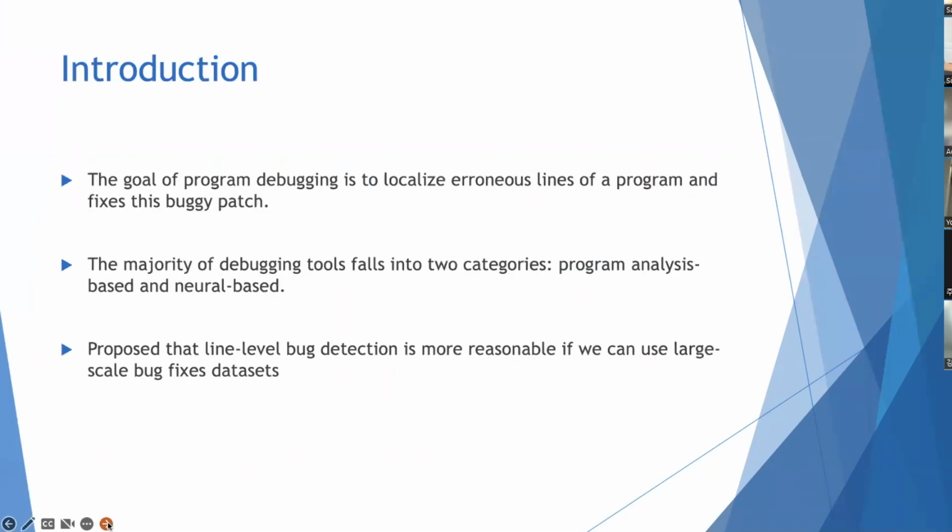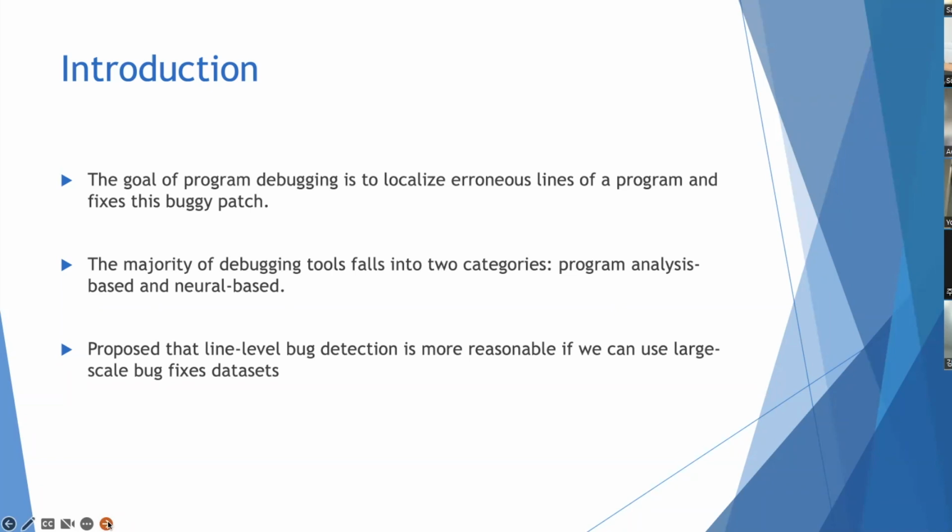So first of all, every automated program repair takes an erroneous program as input, trains a neural network, and then outputs the fixed patch. The majority of the debugging tools fall into two categories. The first one is program analysis based, which is basically compiler based, but it is not scalable to large and complicated programs. The second one is neural based, which automatically learns the program, but it requires carefully designed code representations. But it actually hinders the capability to extend to more diverse domains.